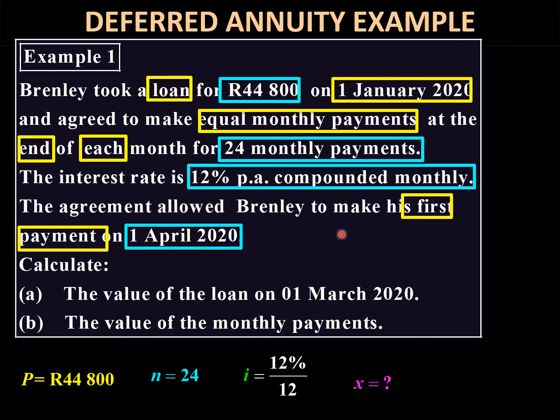You can see he's missing February. He's missing March. So there are 2 months that he's missing there. Then he only starts paying after that. So there's a deferment of 2 months. So we have to find the value of the loan on the 1st of March, and then the value of the monthly payment. So let's look at it in the next slide.